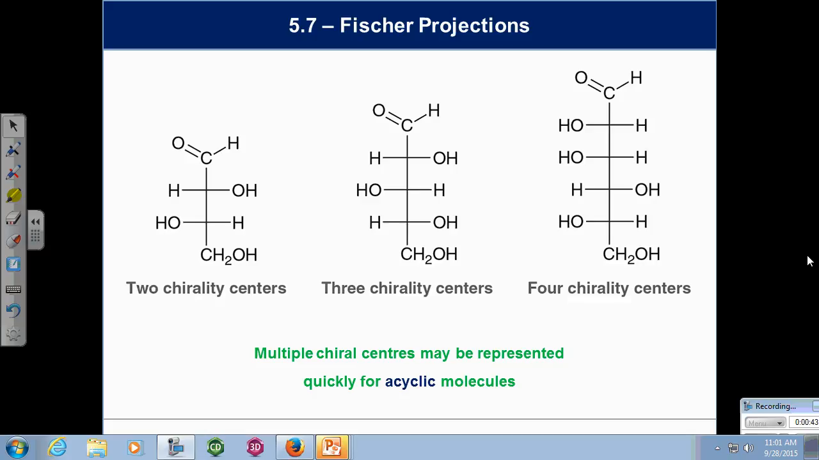We have to recognize that the horizontals are coming out towards you and the verticals are going away into the board. That is the way we do these. And you'll see very quickly that you can use these to describe the same thing as a wedge dash depiction, but they're much faster to write. They are much quicker to draw.